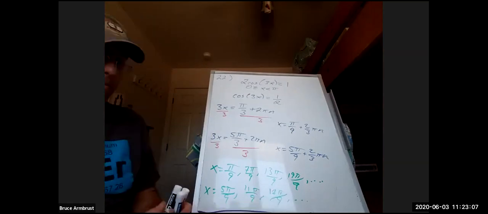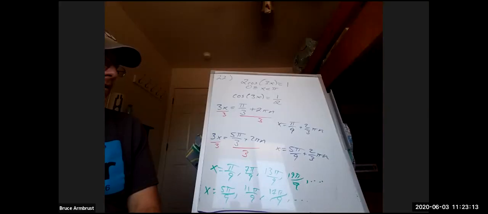Quick question. Sure. So I was able to calculate the first two. I got the pi over 9 and 5 pi over 9. Sure. But then I couldn't get the third one. Was I just supposed to plug in 3 for n to get that third one then?